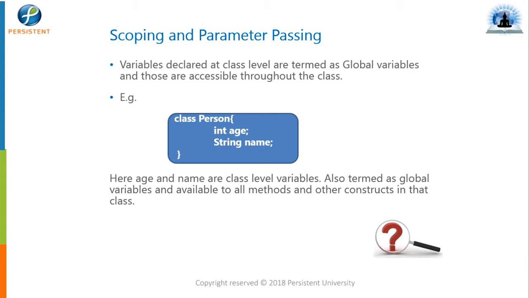So if these are declared directly inside a class, we call them class level variables, or global variables. Remember this, we call such variables class variables or global variables. We also call them instance variables. Why instance variables? We'll talk about that a little later, because the values of those variables change on the instances. So these are called global variables, class level variables, and instance variables.